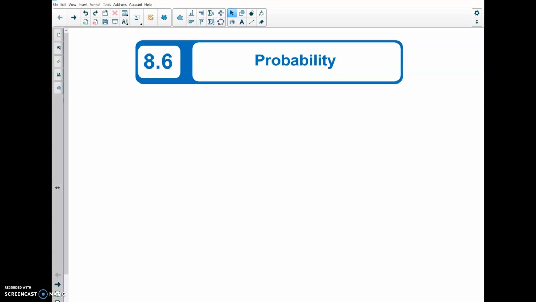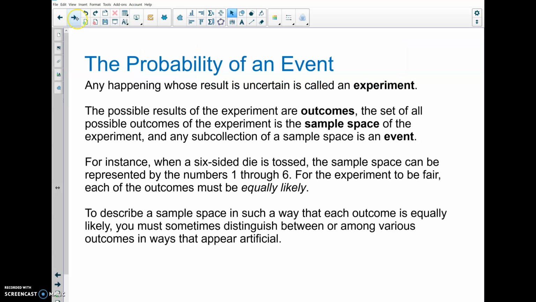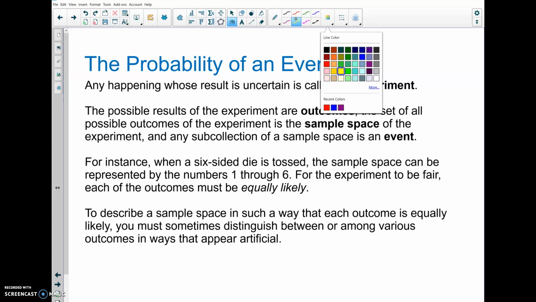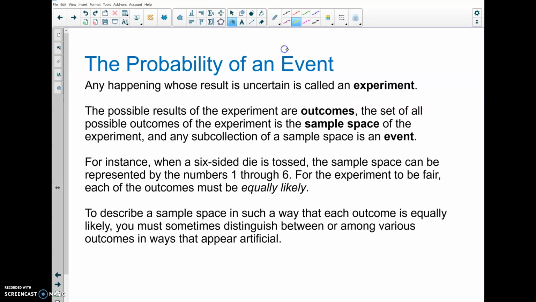Hey guys, good morning. We are going to do section 8.6 today, probability. So, take a minute and write this down. The possible results are called outcomes. The list of all possibilities is called your sample space, and any sub-collection of that is called an event. So, take a second and write this stuff down here.